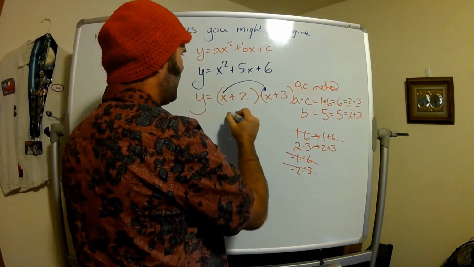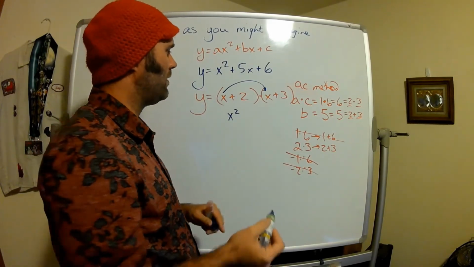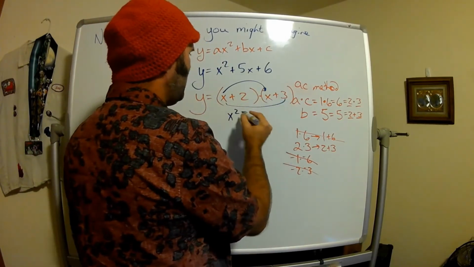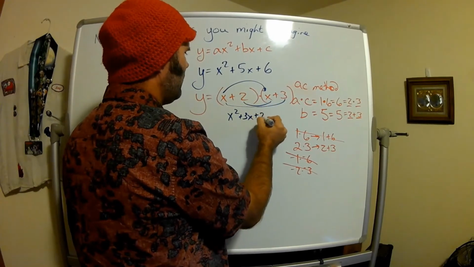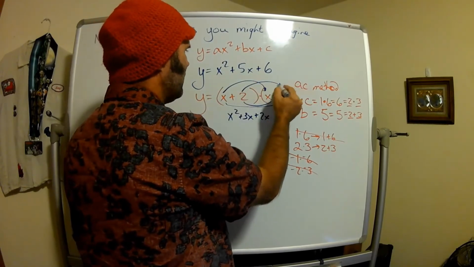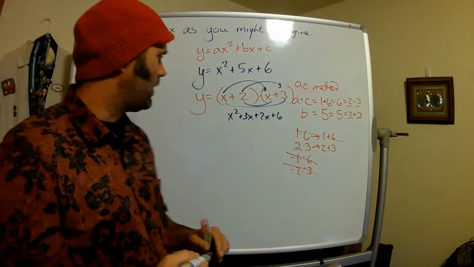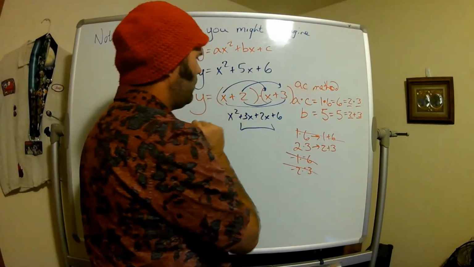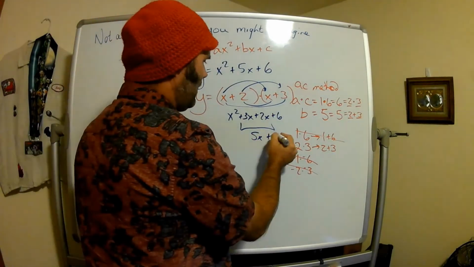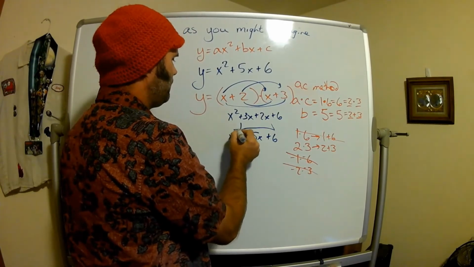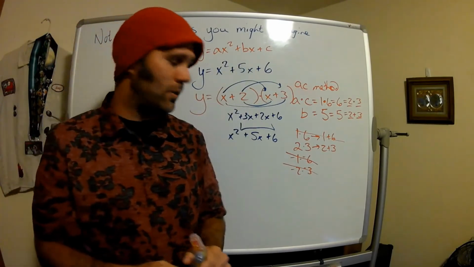X times x makes x squared. And we're doing the FOIL method here. First, outside, inside, last. X times 3 is 3x. 2 times x is 2x. And 2 times 3 is 6. Okay. That's just the FOIL method. First, outside, inside, last. Take the two middle terms, they combine to give us 5x. 3x plus 2x is 5x. Bring the 6 down, and bring the x squared down. X squared plus 5x plus 6, that's what we started with, so we are certain that we did it right.